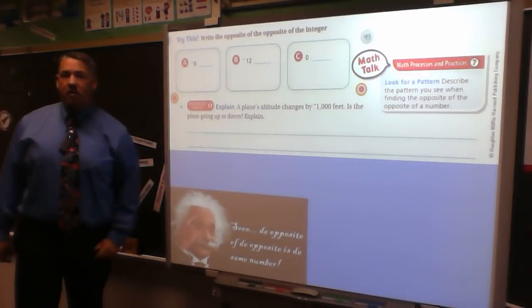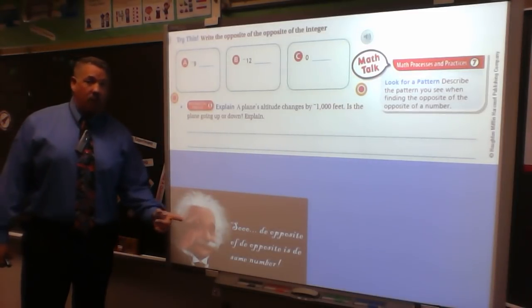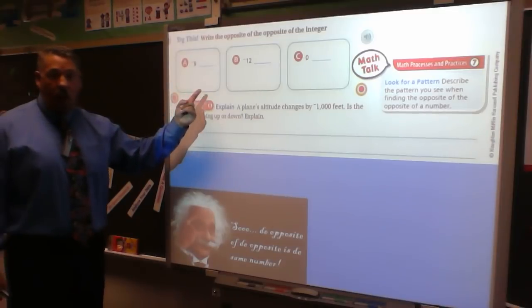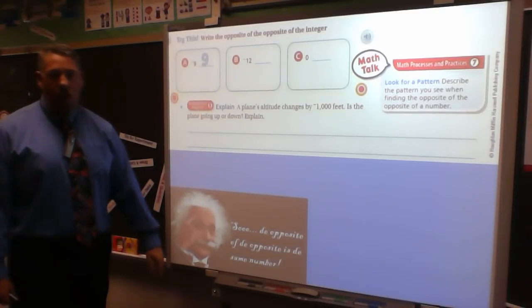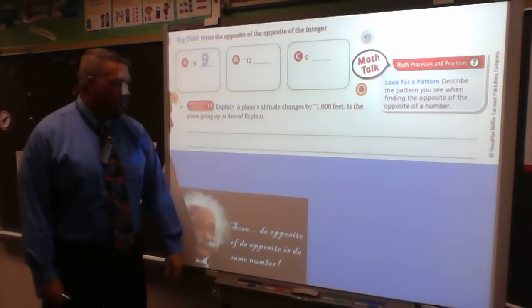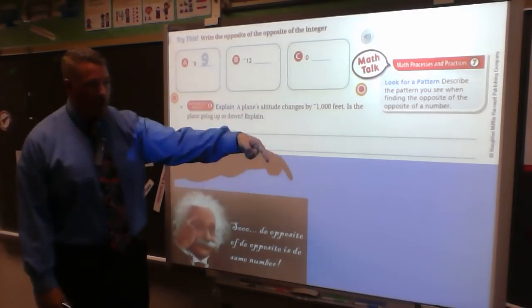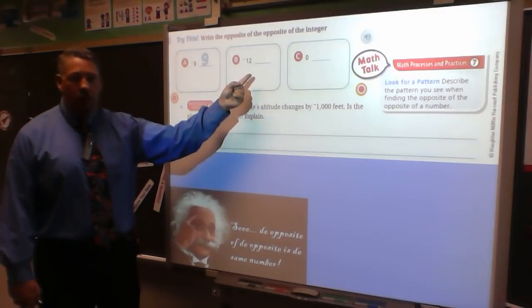What's the opposite of these? If it's the same number, then positive 9, well, the opposite would be negative 9. Going back would be 9. It's still positive 9. What about 12? If I'm at negative 12, its opposite is positive 12. If I go back, it's negative 12 again. Still the same number.